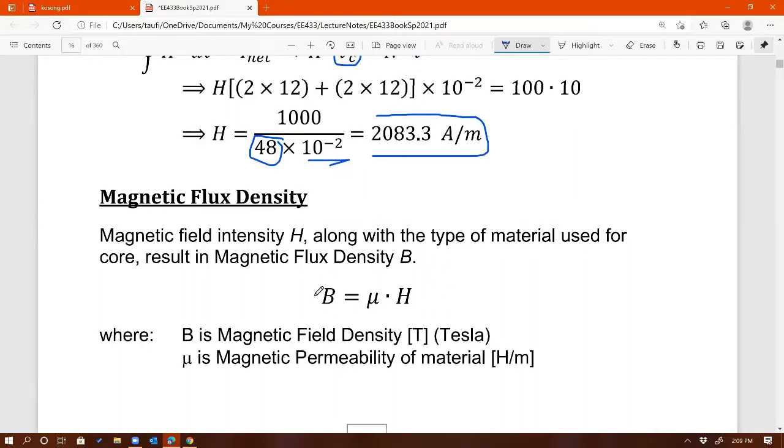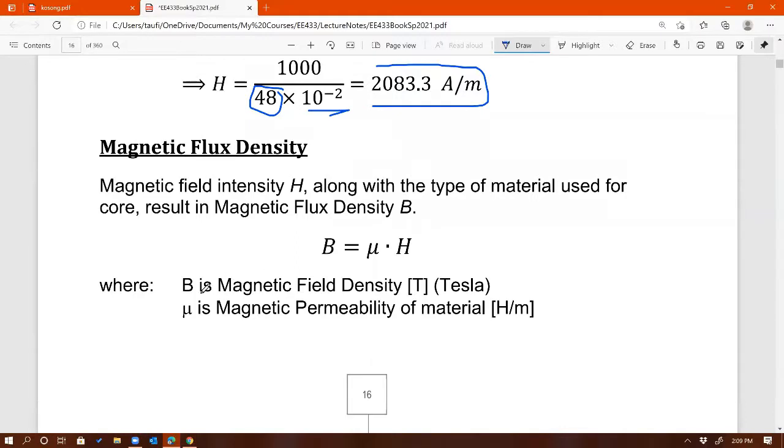Exactly, B flux density is equal to mu times H. What is mu? Mu is the magnetic permeability of the material. Every material will have mu, just like every material will have epsilon naught. The unit for mu is henries per meter. The unit for B, the flux density, is Tesla. These are all SI units, standard international units. We'll talk about units later, but these are all Tesla and henries per meter.